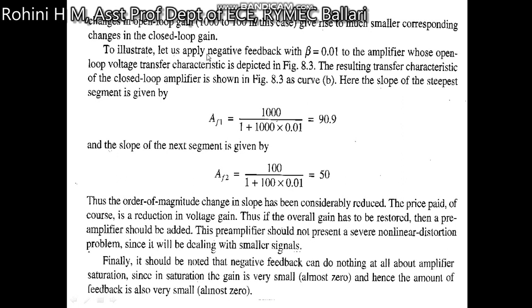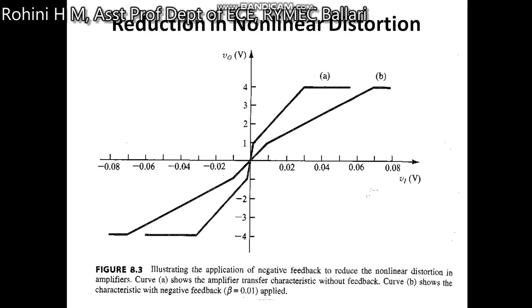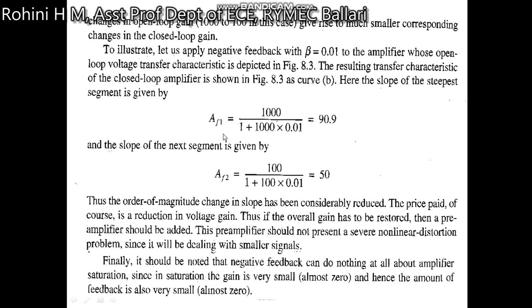So to illustrate this, let us apply negative feedback with beta equal to 0.01 to the amplifier whose open loop voltage transfer characteristic is depicted in the figure. So the resulting transfer characteristic of the closed loop amplifier is given in curve B. Okay, so this is figure 8.3, curve A and curve B. So this is with feedback. Here is the expression AF1. It is found for 1000, so we are getting 90.9.